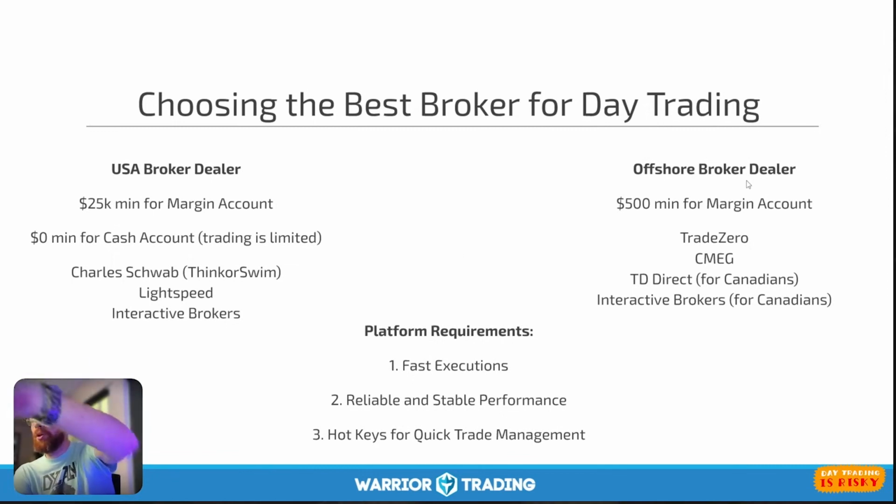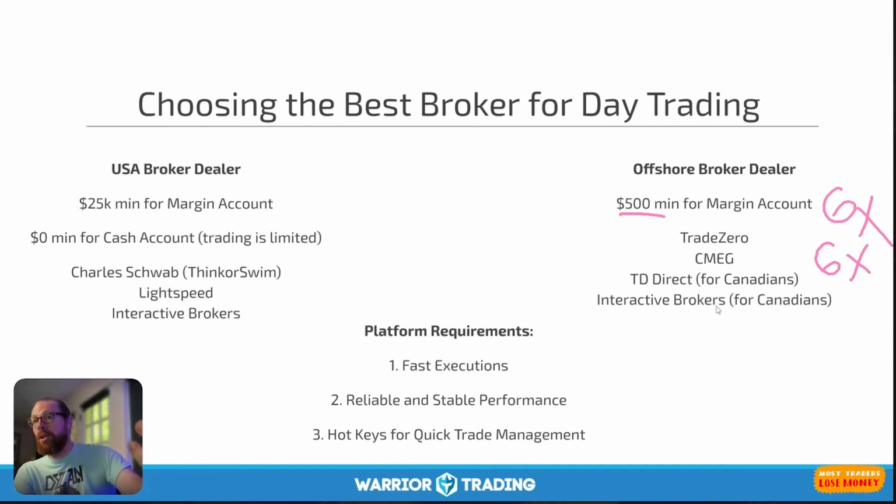Now you've got offshore broker dealers. So international traders will often go to TradeZero. TradeZero only has, I think, a $500 minimum for a margin account, and they give you not 4 times, but 6 times leverage. CMEG offers 6 times leverage as well. CMEG accepts US residents, TradeZero does not. TD Direct is for Canadians. Interactive Brokers is also popular among Canadians. I don't think CMEG or TradeZero accept Canadians.